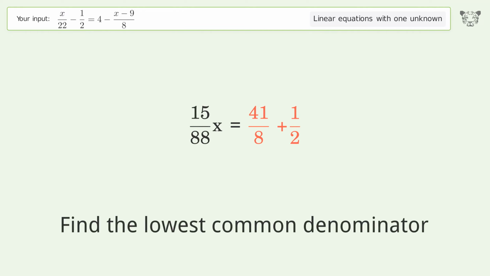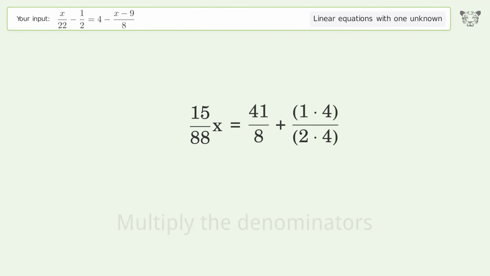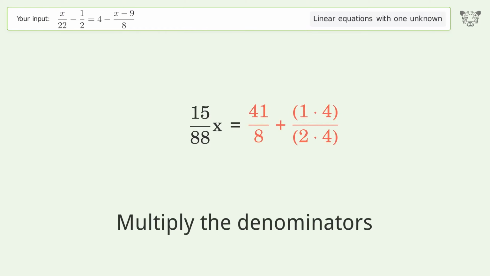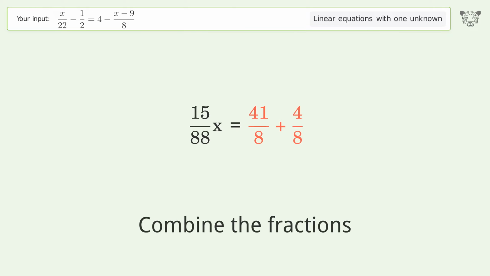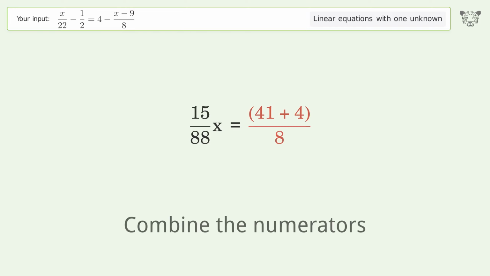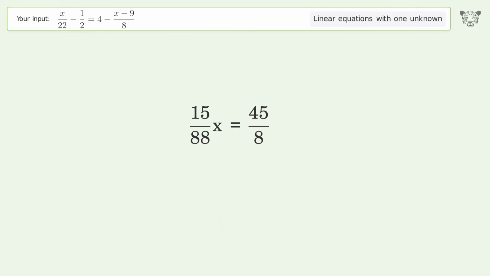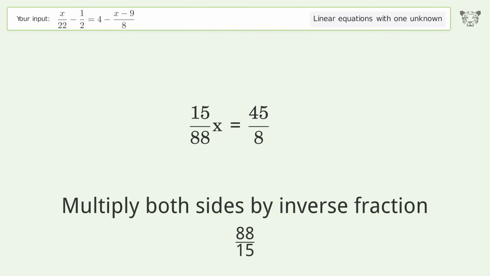Find the lowest common denominator. Multiply the denominators. Multiply the numerators. Combine the fractions. Combine the numerators. Isolate the x. Multiply both sides by inverse fraction 88 over 15.